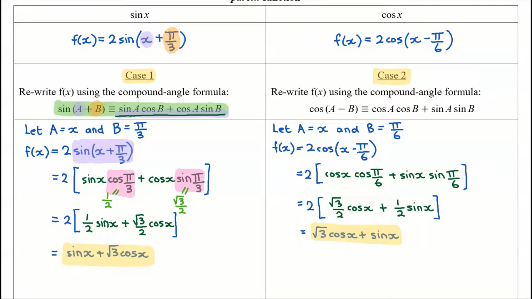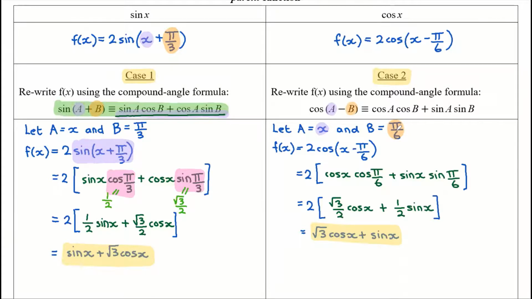All right, so I've written out the full solution, and just to go through the steps here, notice that this time we've got A is going to be X again. And you can see in the identity, of course, that we're subtracting B, aren't we? So we subtract B there. So that means I can keep the B at pi over 6. It's a positive B because the subtraction is built into the identity.